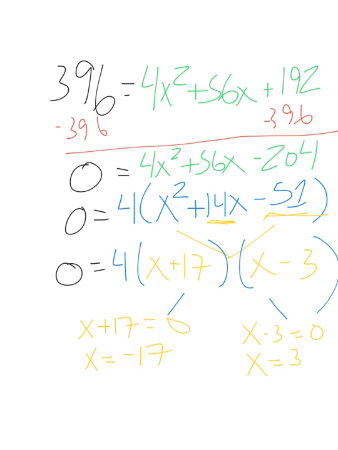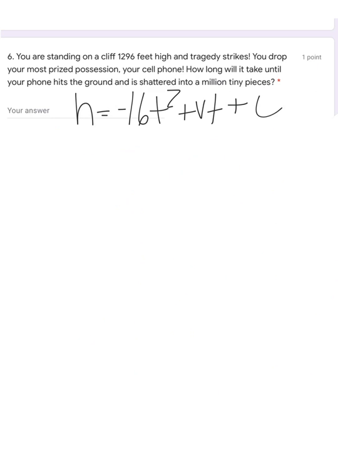Now, only one solution makes sense. We're talking about measurement here, meters. It has to be positive. This negative doesn't apply. We can't have negative 17 meters as a width. So our final answer would be 3 meters.